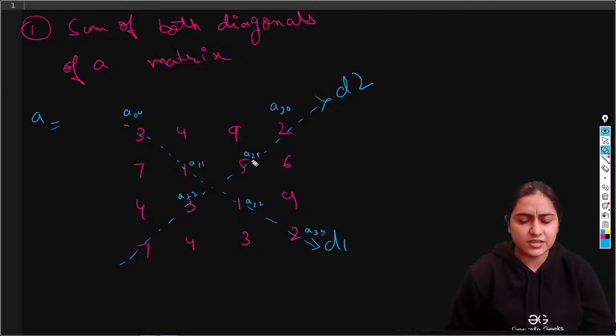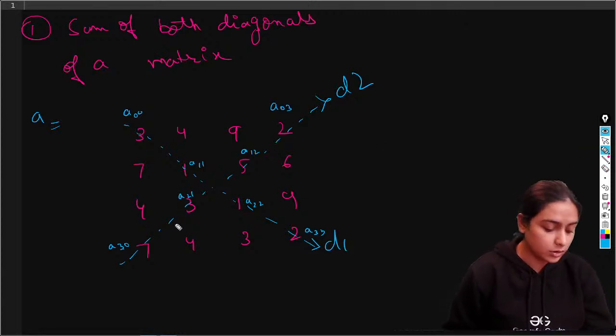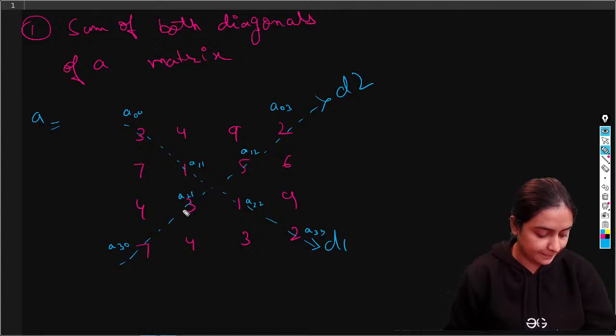Wait, I'm sorry, I made a small mistake. This is the element A of first row and second column, 1, 2. This is A of second row and first column, 2, 1. And this is A of third row and 0th column. And I reversed this one, this is 0th row and third column. Cool. Now the indexes are similar.